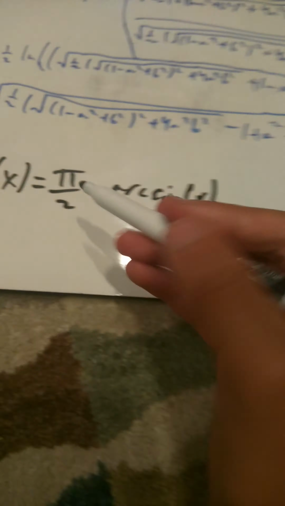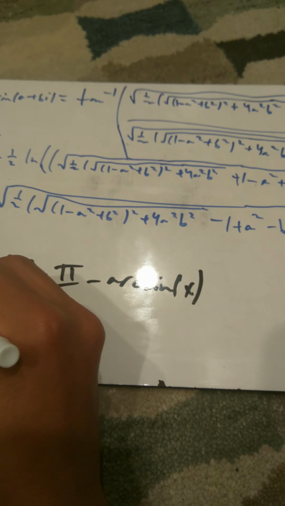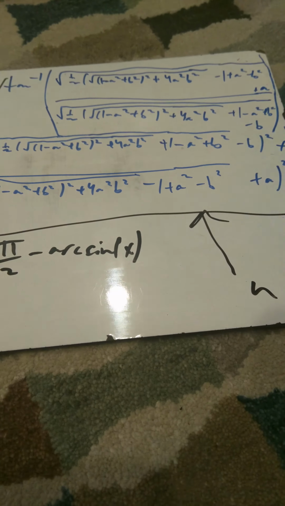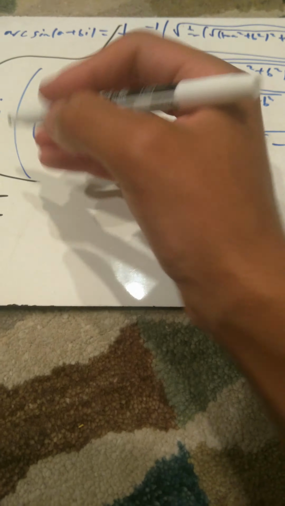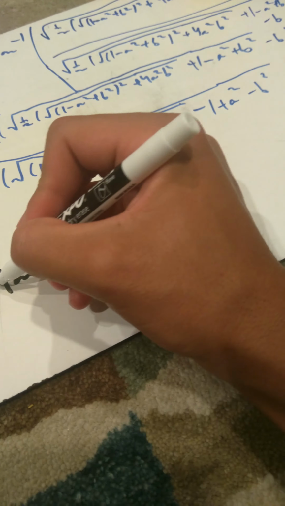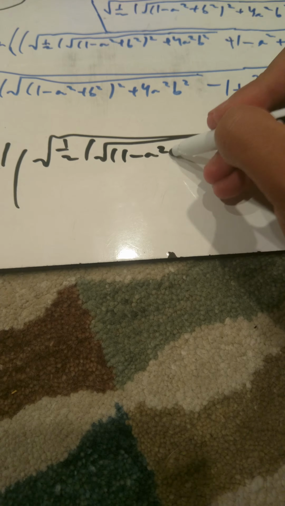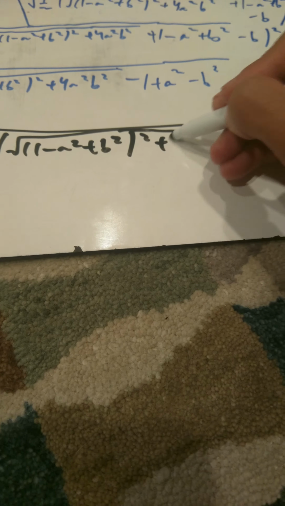So anyway, you can just put this in. So we have pi over 2 minus all of that stuff, so we'll call it n. All of this. And this equals, let's see, we have pi over 2 minus arctangent of the square root of 1/2 times the square root of 1 minus a squared plus b squared all squared, and then plus 4a squared b squared.